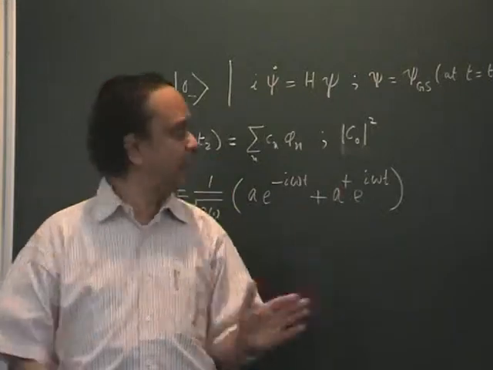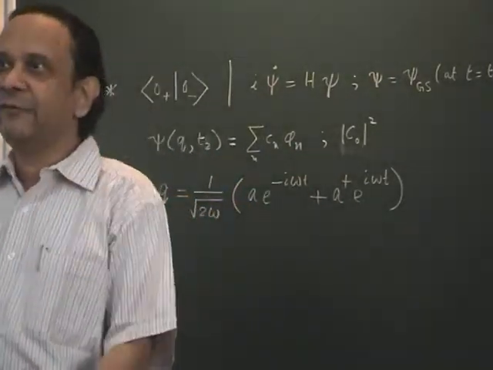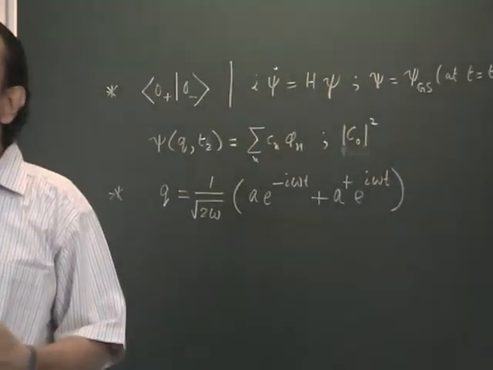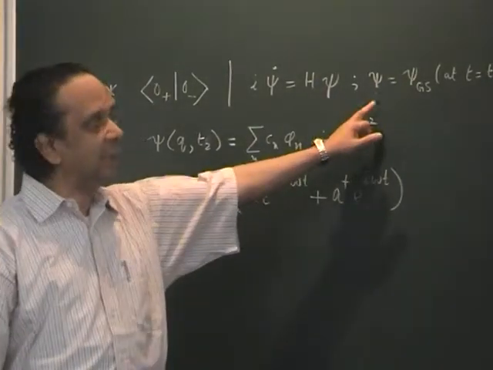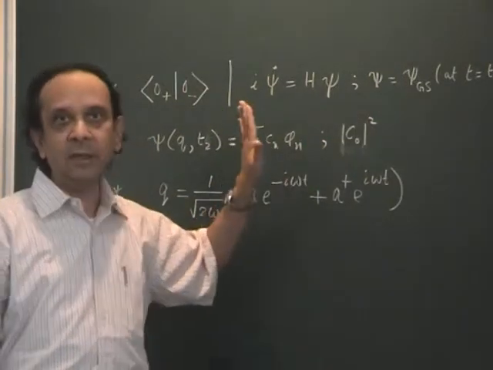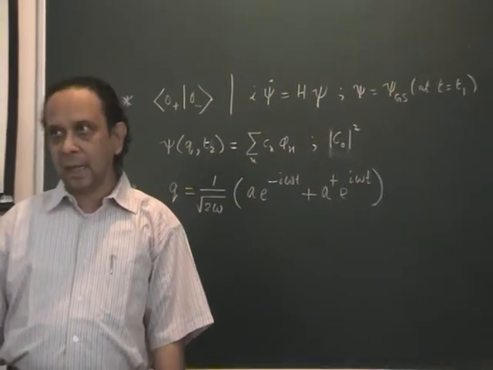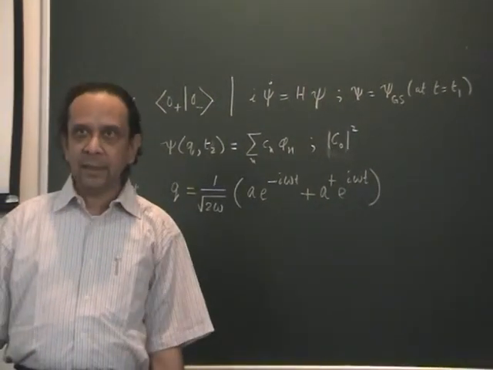So in Schrodinger picture, this is what happens. You start with a differential equation. You integrate it forward in time with an initial condition, which is the ground state wave function. Your final wave function will not be a ground state wave function. It will not be e to the minus half omega q square, right?